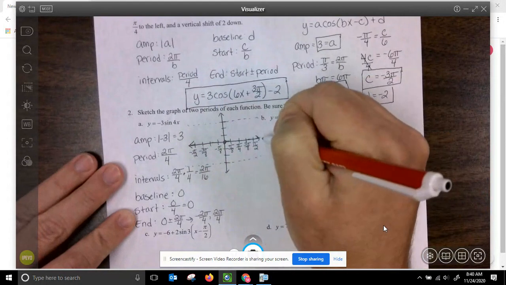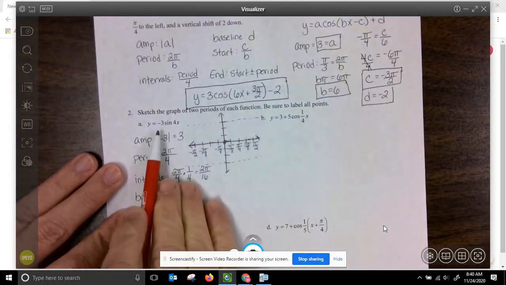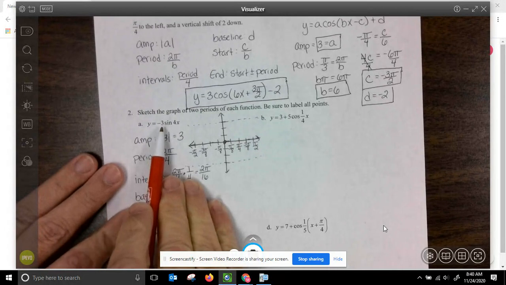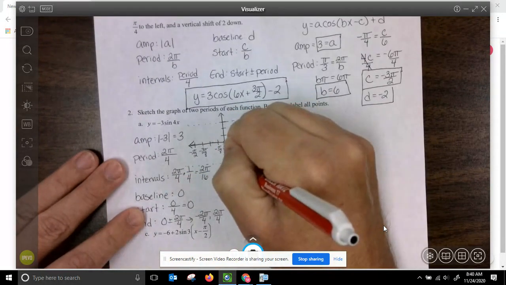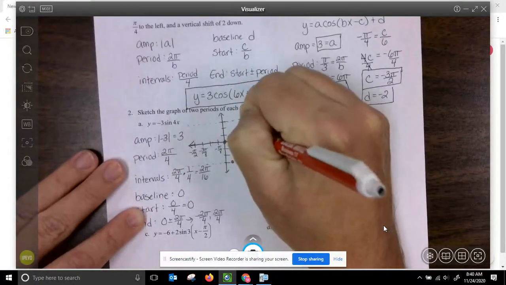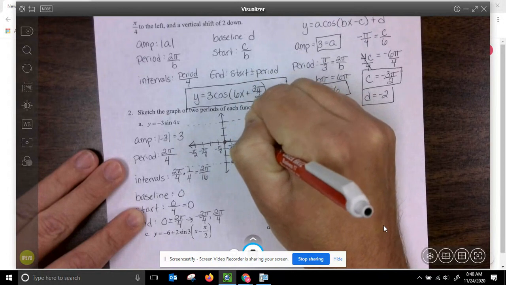Now, as we go to the right, we either go up first or we go down first, and that's determined by my A. If my A is positive, I go up first. If my A is negative, I go down first. So in this case, I'm going down first. So down, back to my baseline, up to my maximum, back to my baseline.